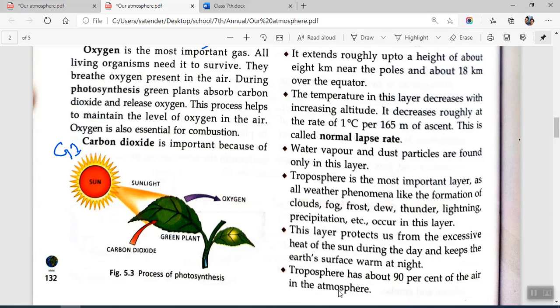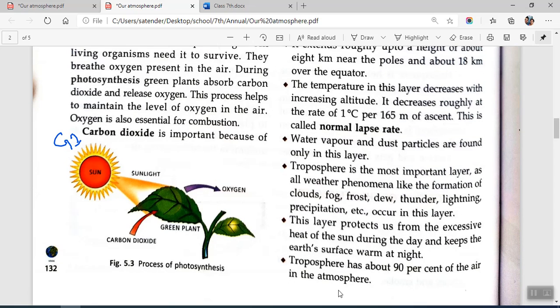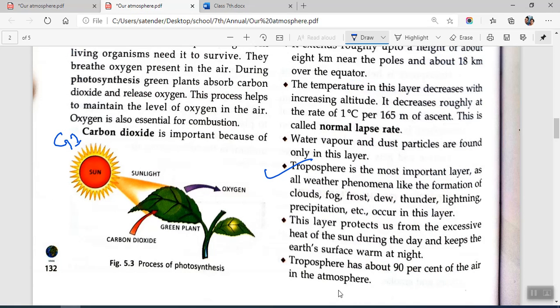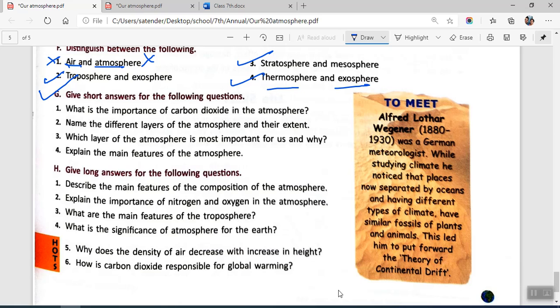So as part of this answer, you will be writing this point. Hold on a second. This point. So this will be your answer to G3. Troposphere is the most important layer as all weather phenomena like formation of cloud, fog, dew, and thunder, lightning, precipitation occur in this layer. That is the answer for this one. Okay, now moving on to the next question we have.